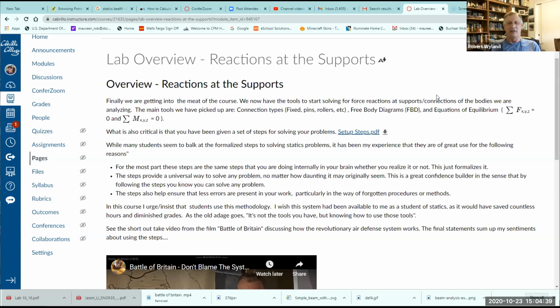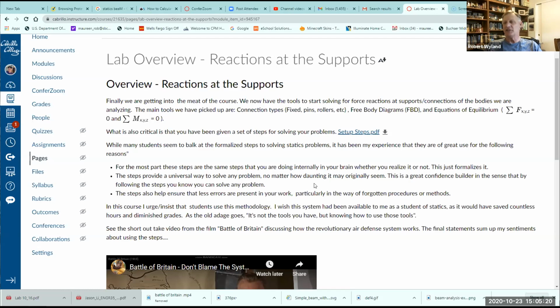But what I want to emphasize today is the use of the steps that Joanne has outlined in class. I wanted to point out some of the highlights and some of the reasons for them. The first reason I think the steps are good is that probably in your head you're already thinking through those processes, but not in a formalized, organized way. So doing these steps helps organize the problem solving that's in your head. The second thing is that it gives you a way to solve any problem.